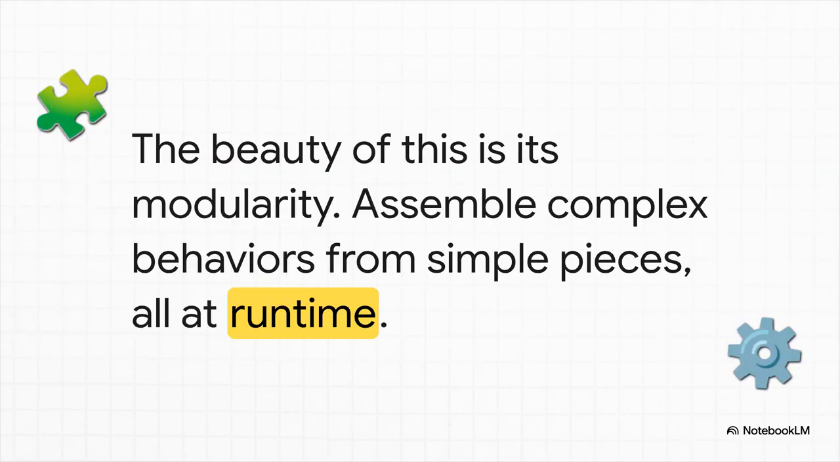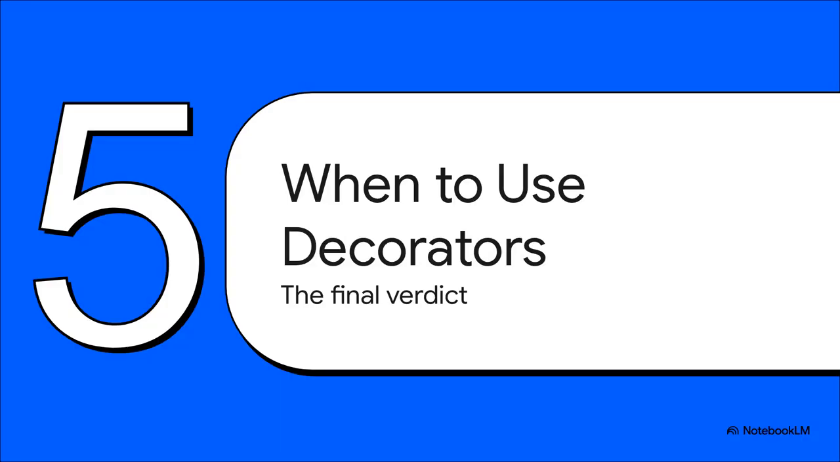And the real beauty here is how modular this is. You can assemble these behaviors in any order you want, and you can do it all at runtime. Just need encryption but not compression? Easy. Want 2 layers of encryption for some reason? No problem, just wrap it again. It's that flexible. So now that we see how powerful it is, when is it actually the right tool to reach for? Let's get into the final verdict and take a look at the pros, the cons, and the best times to use it.